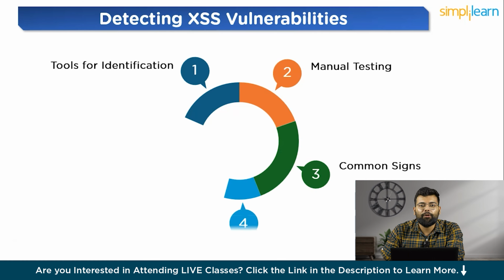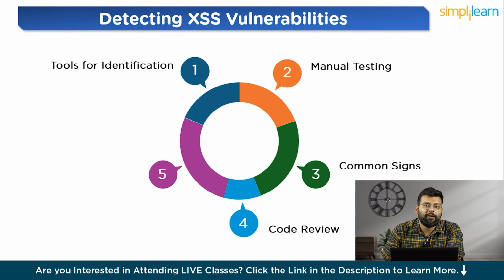The next on the list is code review. Regularly review and audit source code for potential XSS vulnerabilities, focusing on how user inputs are handled. Then comes security headers. Use HTTP security headers like X-Content-Type-Options and X-XSS-Protection to enhance protection against XSS.